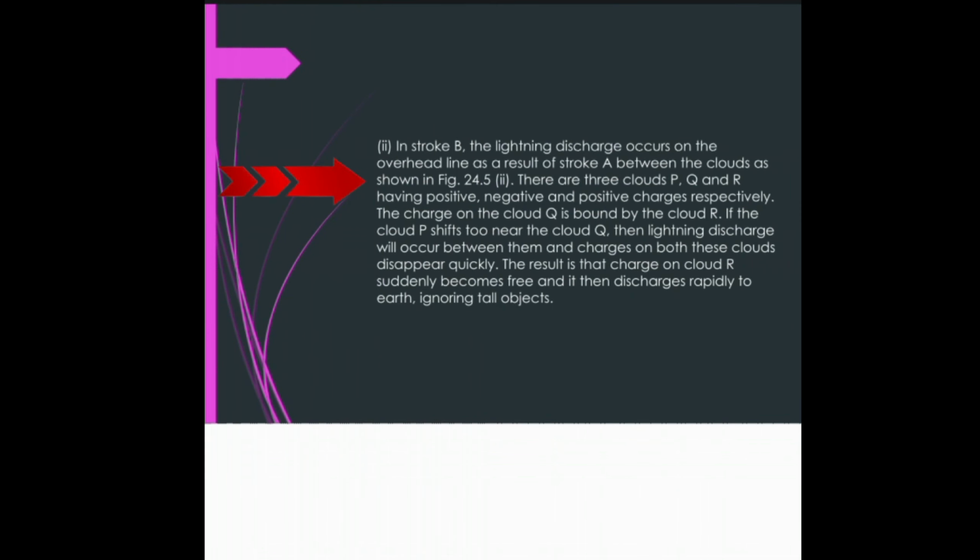There are three clouds P, Q, and R having positive, negative, and positive charges respectively. The charge on the cloud Q is bound by the cloud R. If the cloud P shifts near the cloud Q, then lightning discharge will occur between them and charges on both these clouds disappear quickly. The result is that the charge on cloud R suddenly becomes free and it then discharges rapidly to earth, ignoring tall objects.